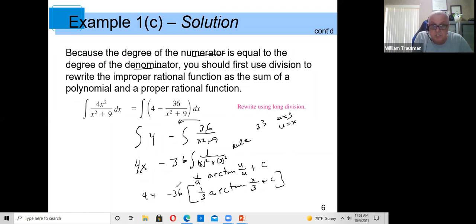And the last step is just bringing this 36 in here. 36 divided by 3 is 12. So my answer ends up being 4x minus 12 arctangent x over 3 plus C.